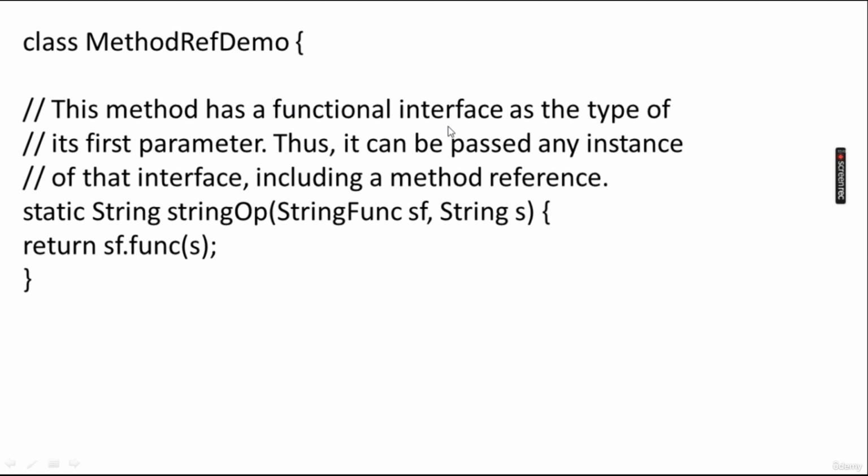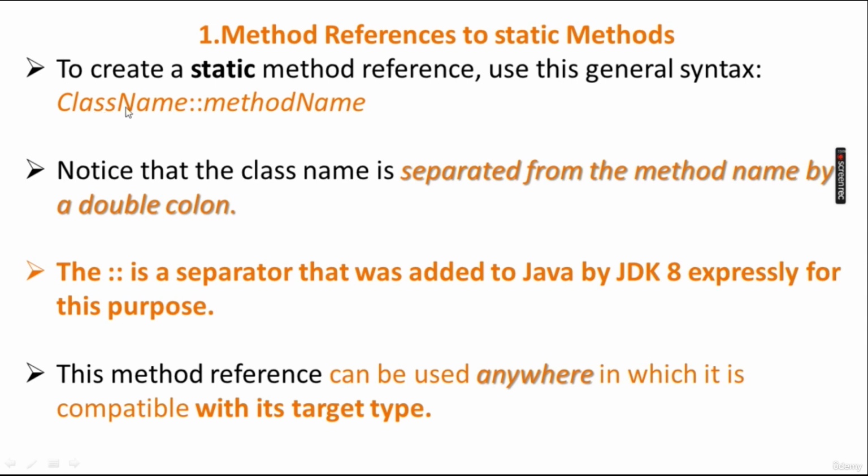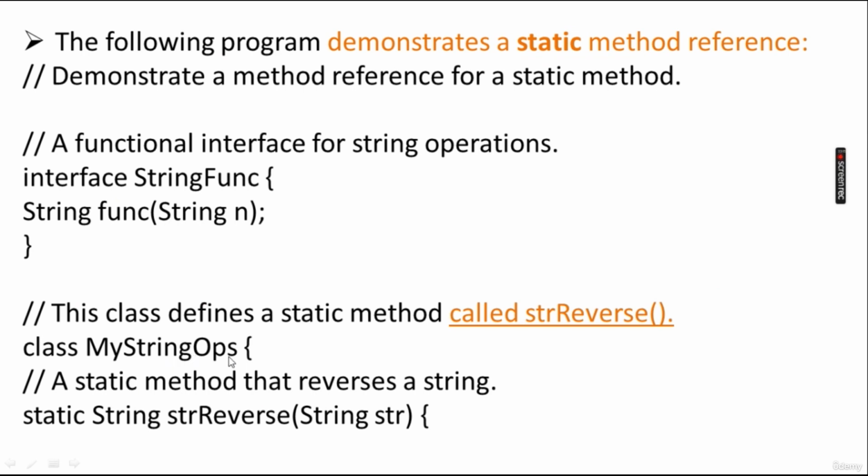This method has a functional interface as the type of its first parameter, and thus it can be passed any instance of that interface, including a method reference. So here we can also pass the method reference. And how to pass the method reference? Like this: class name, scope resolution, method name. What is the class name over here? MyStringOps. And what is the method name? stringReverse. So how will you pass it? MyStringOps double colon stringReverse.